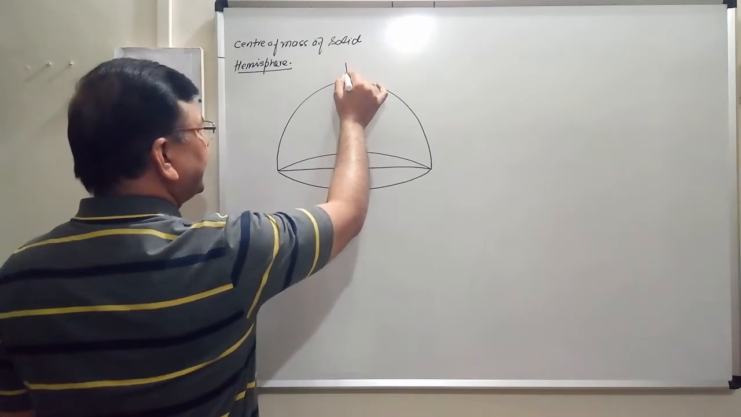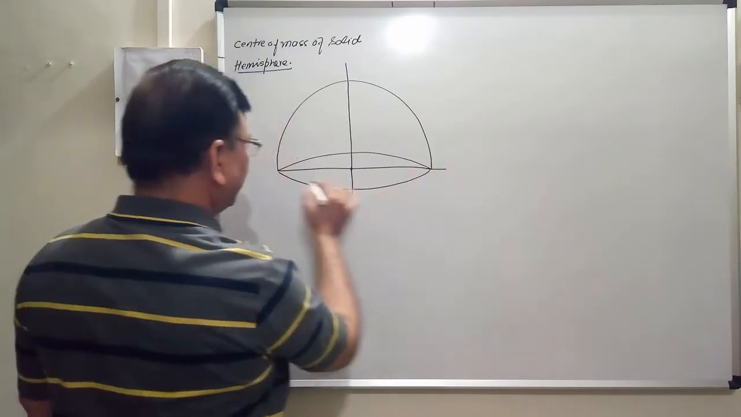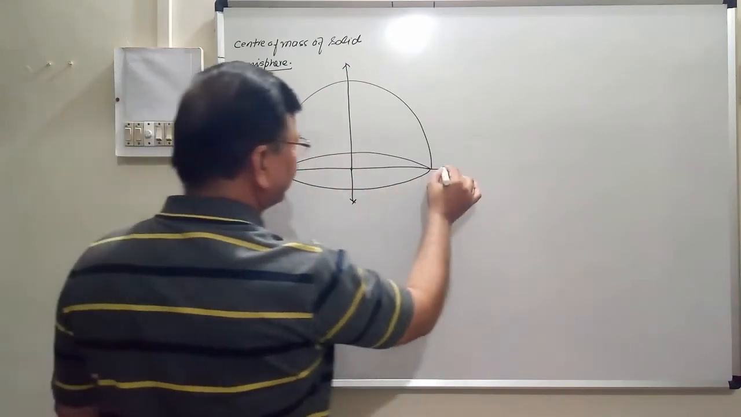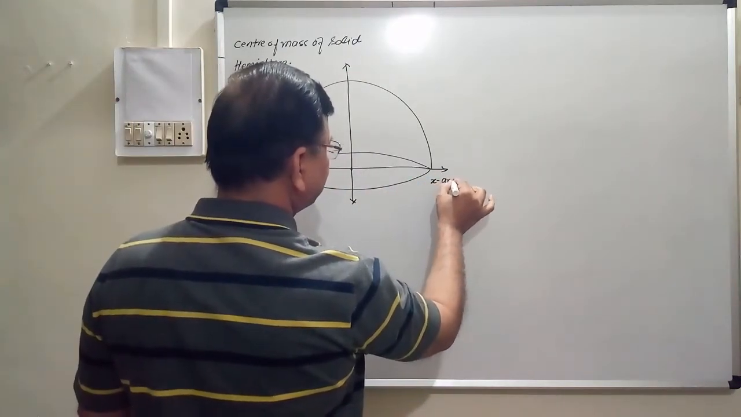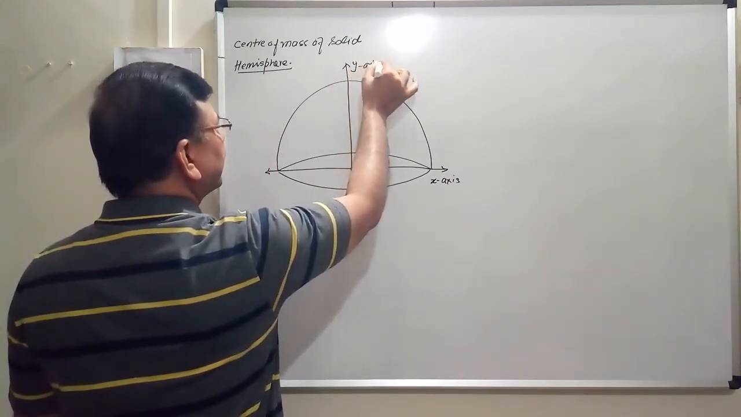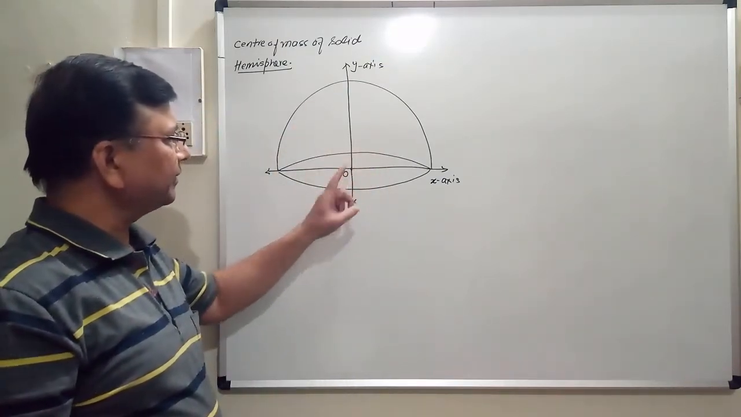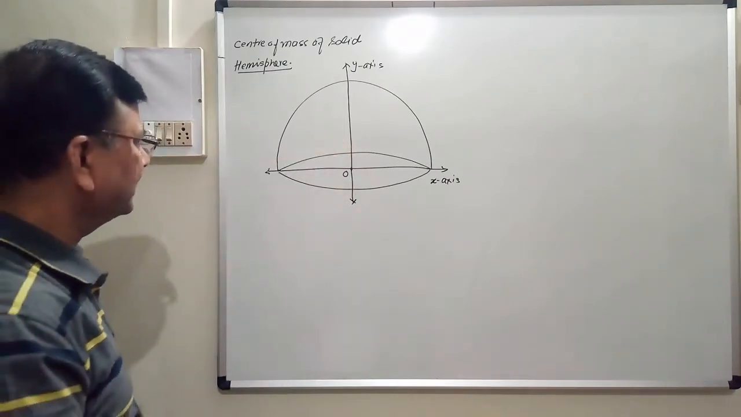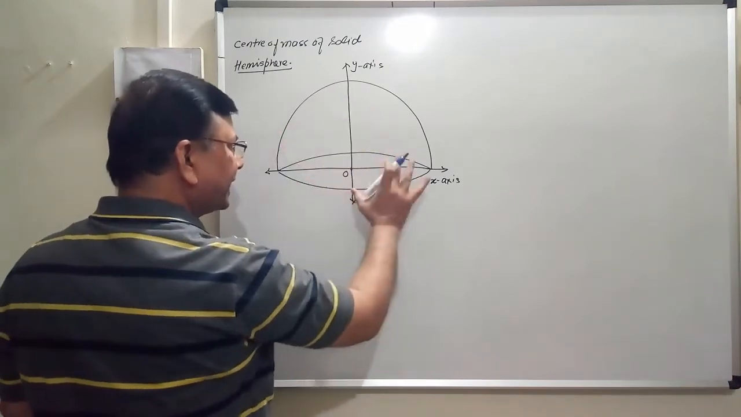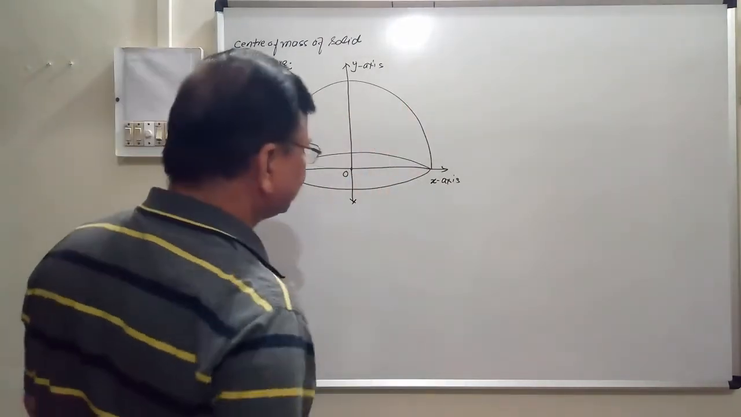हम एक select करेंगे two axes. This is x-axis and this is y-axis, and origin is the center of the sphere from which this hemisphere is made. So this is the center of the hemisphere. With respect to this coordinate system, I will find the center of mass of the solid hemisphere.